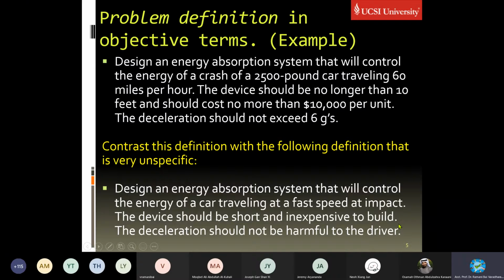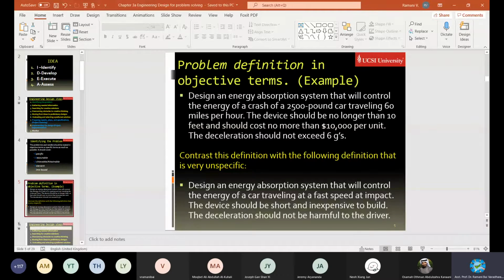Just have a read. One of you read the first one. Can anyone read the first paragraph? No one there. All joined and left. Just keep it on.